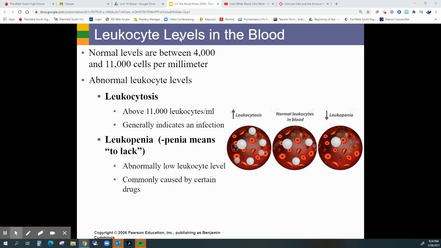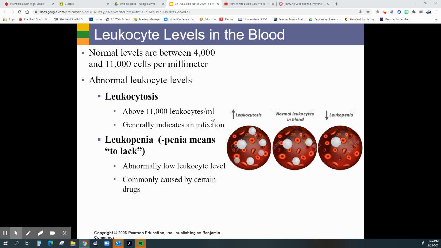Okay, levels of leukocytes in the blood. So normal levels should be somewhere between 4,000 and 11,000 cells per millimeter. If we end up with some abnormal issues, we can end up with a couple things. So the first one would be anything that's above that number. So this is leukocytosis. All right. So these are individuals that have a white blood cell count of above 11,000.